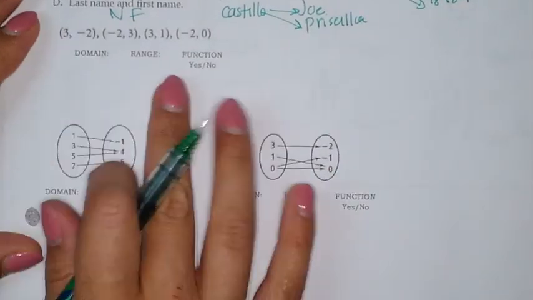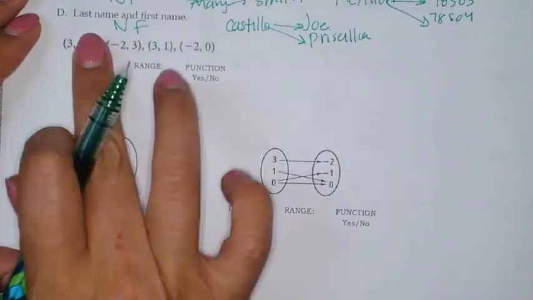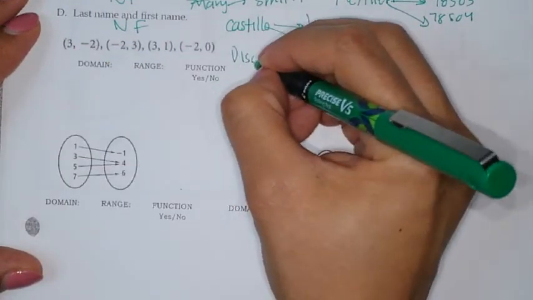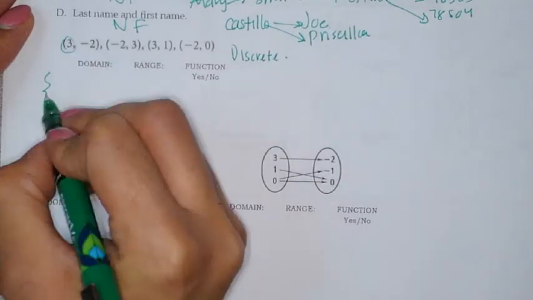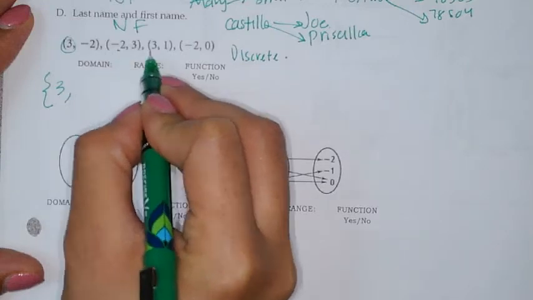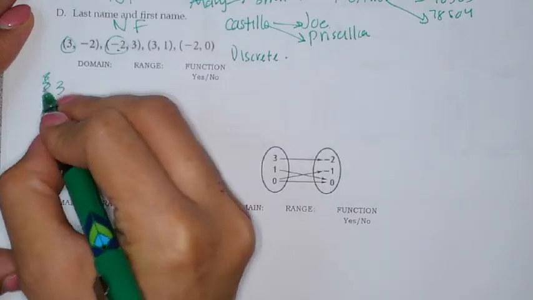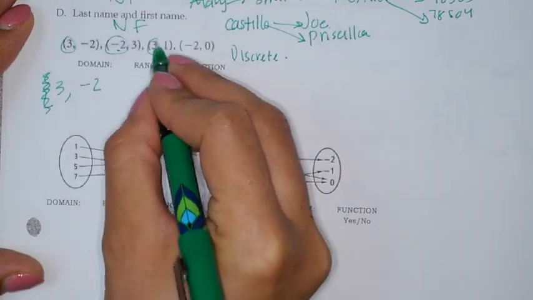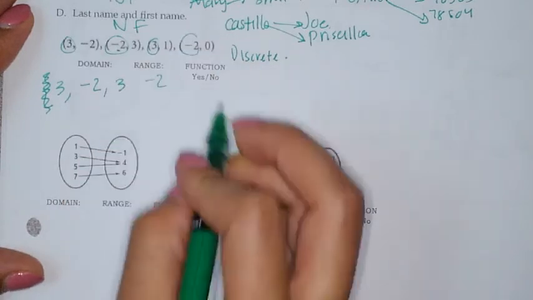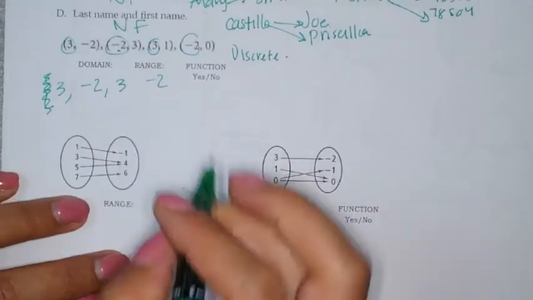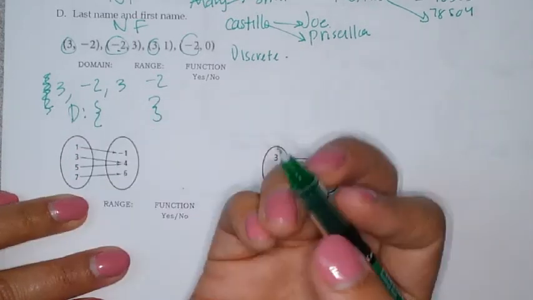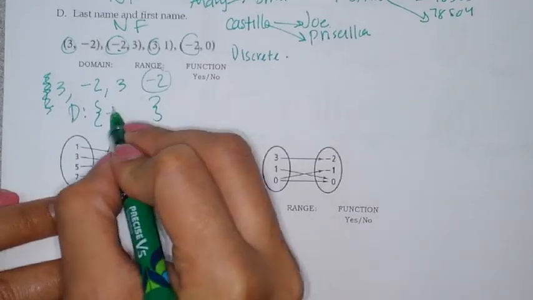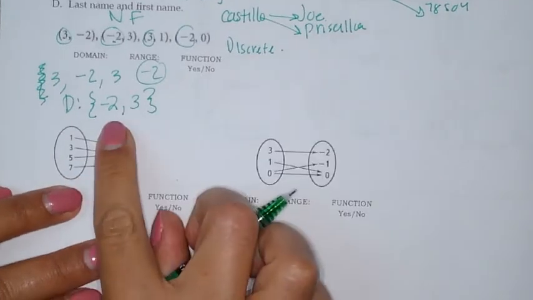Alright, for this one, domain, range, function, or not. If they're listed points, this is going to be discrete. Your domain is just going to be your x values: 3, -2, 3, and -2. Remember, for domain or range, when it's discrete, you can't repeat, you have to write them only once, and in numerical order. So -2 and 3 would be the domain for this.